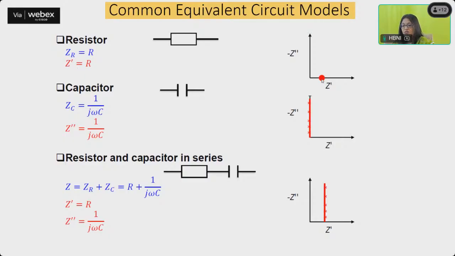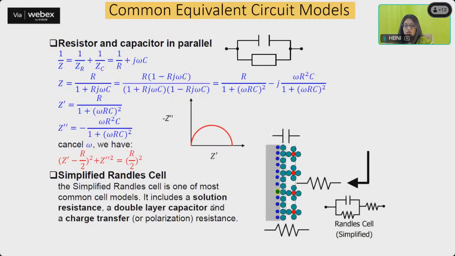the Y axis. So this is how it is going to look. In case of a capacitor, you have nothing on the X axis. It is only on the imaginary Z plane. So this is how the Z double prime is going to look. And if you have a resistor and capacitor in series, then this is how the plot is going to come in. So these are the common equivalent circuit models you have.